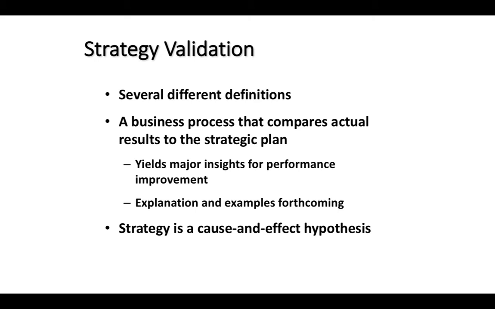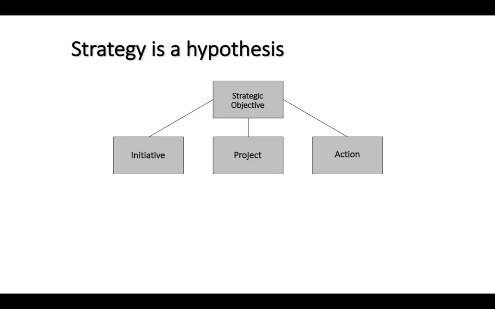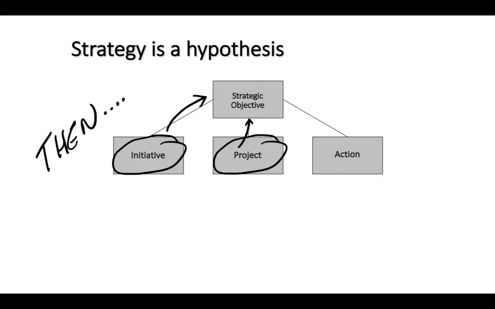I want you to think about strategy as a cause and effect hypothesis. Now, what do I mean by that? Let me demonstrate. Since strategy can get messy, all examples here are kept simple. I'm also using generic strategy terminology, but don't worry about that, you will see my points. Let's say that if we want to accomplish a particular strategic objective, then we will need to plan for and execute on a particular initiative, a particular project, and a particular strategic action.